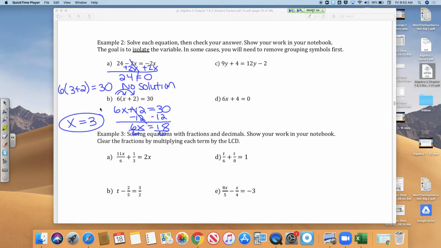So we can do 3 plus 2 first and get 5. And then 6 times 5 is 30. Or you can distribute: 6 times 3 is 18, 6 times 2 is 12, and 18 plus 12 is 30. Both will work.